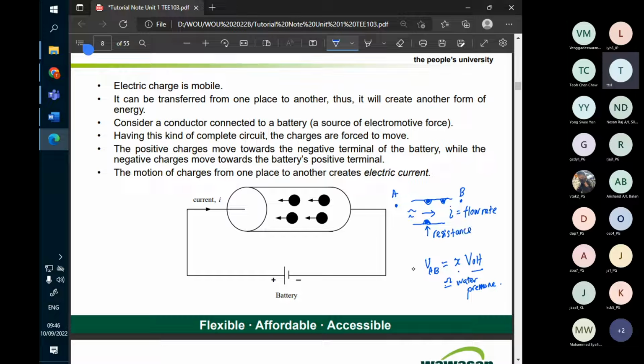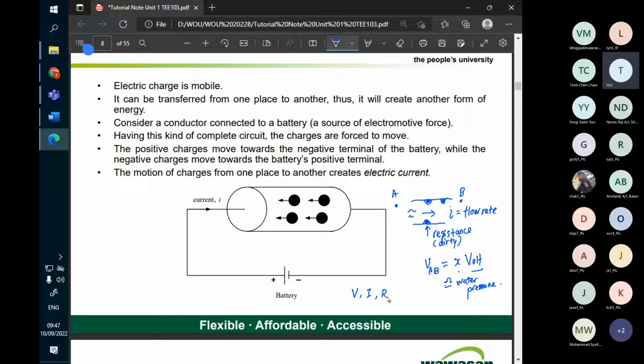Resistance in the circuit, you know. But when it comes to the water flow, it can be the dirt. The dirt built up inside the pipe will have some kind of resistance effect to slow down the flow rate. That's why we have these three properties: voltage, current, and resistance.